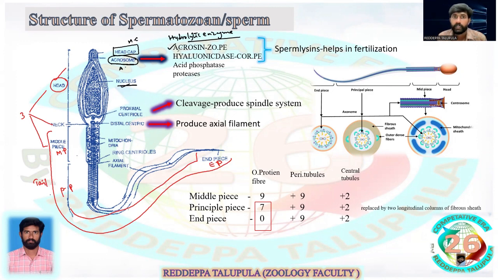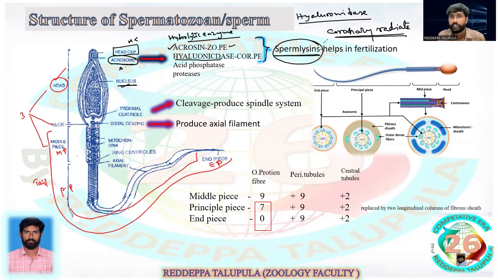It contains acrosin, which cleaves the zona pellucida region of ovum. Okay. Next, it also contains hyaluronidase, an enzyme which plays a prominent role in cleaving the corona radiata, which is a layer of ovum. Okay. These two combinedly are called sperm lysins because they help during fertilization. Next, along with this, acid phosphatase and proteases will be present, which play their specific function during the penetration of the ovum.